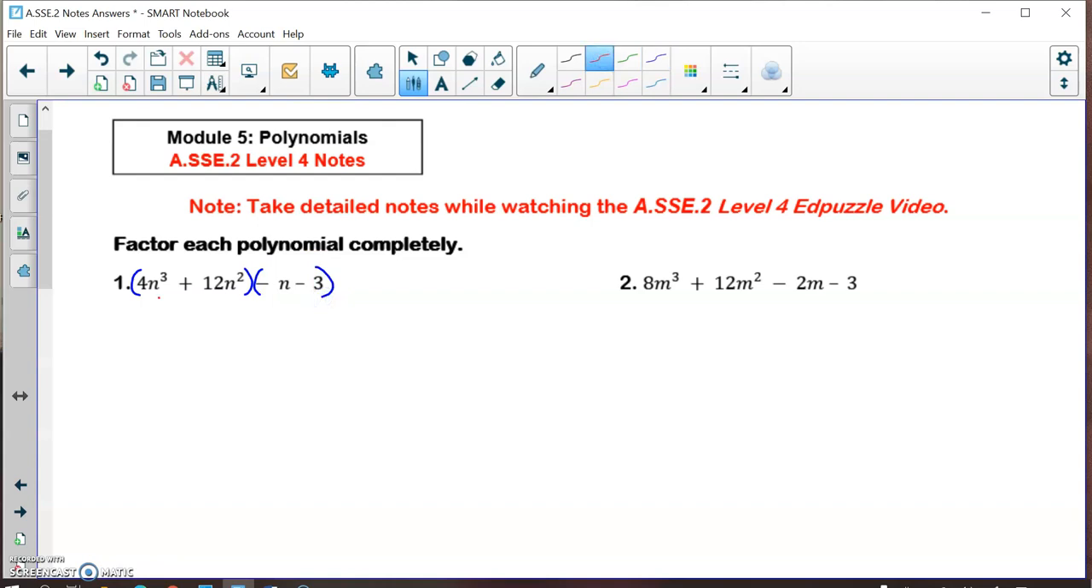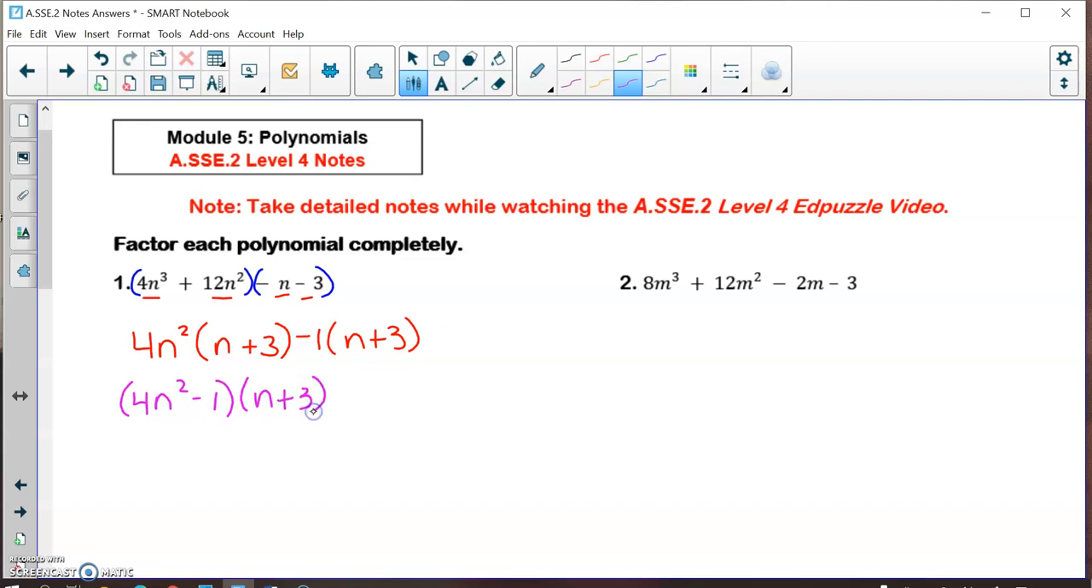The greatest common factor out of my first 2 terms would be a 4n squared. When I factor that out, I'm left with an n plus a 3. I would need to factor out a minus 1 out of my next 2 terms to be left with an n plus a 3. So I have a 4n squared minus a 1 times an n plus a 3, which some of you are probably thinking, all right, that's your answer. That's good, we can move on to the next one. But in fact, we're not finished.